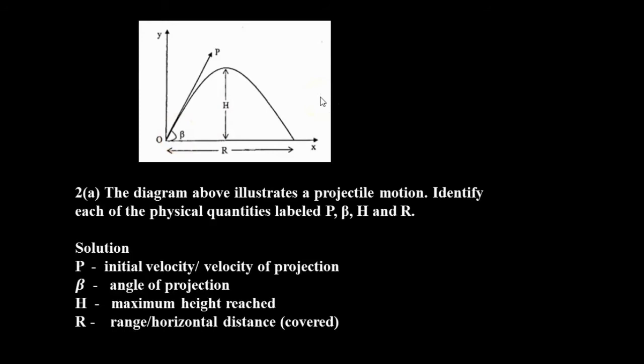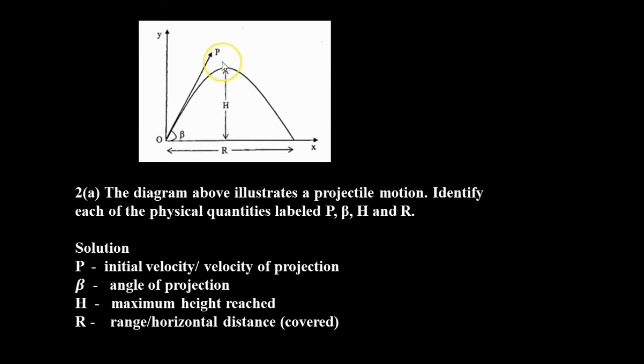The formula for range is u squared sine 2 theta over g. So at 45 degrees, it means that sine 2 theta becomes sine 90, because 2 times 45 gives 90. So we have u squared sine 90 over g. And sine 90 is equal to 1. It means range becomes u squared over g. This range that is u squared over g is called maximum range.